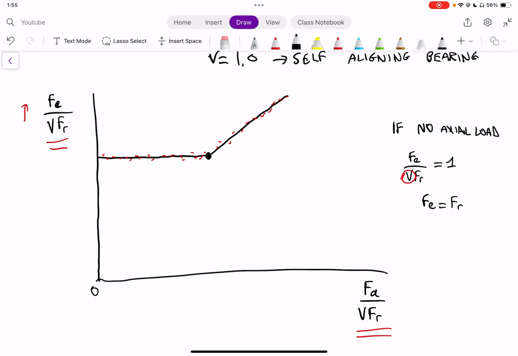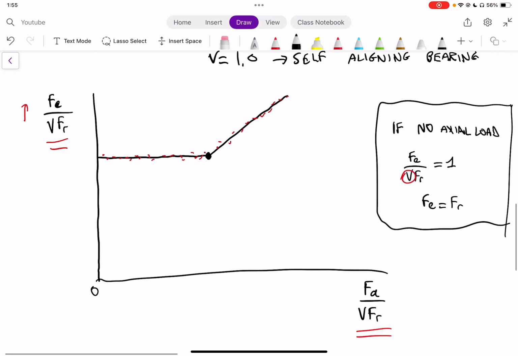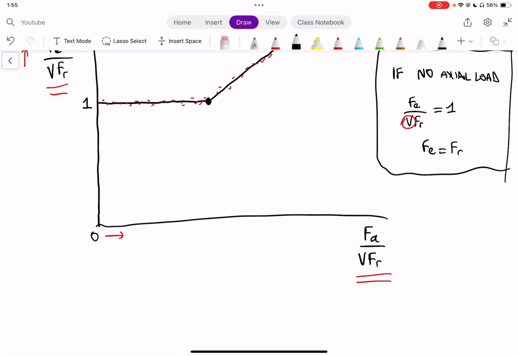So all the problems that we've done up to so far would be defined by this term. If there is no axial load, we have FE over VFR equal to 1, or FE is equal to FR because we don't even have an axial load. Now, as we start introducing an axial load as a percentage of the radial load, so initially the axial load is very, very low, we have this straight line that goes along a constant value of 1, okay? So that means that as we start moving along this line right here, we can see that the line is a constant.